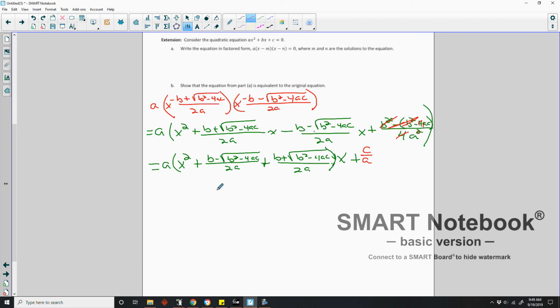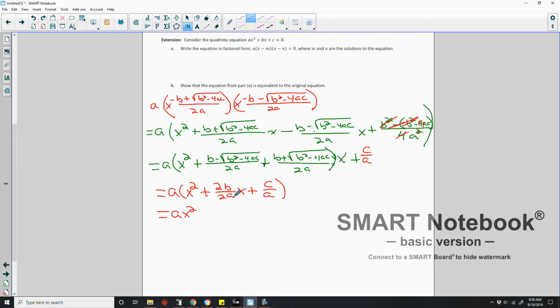So now I'm going to simplify this a little further. So it's going to equal a, parentheses, x squared, plus b is 2b. A negative radical plus a radical cancels, and so that's 2b over 2a times x plus my c over a. Okay, and then when I multiply all that by a, then I get a times x squared, which is ax squared.